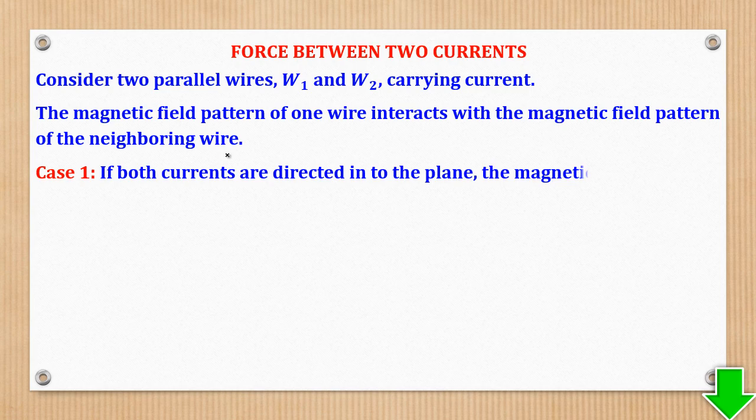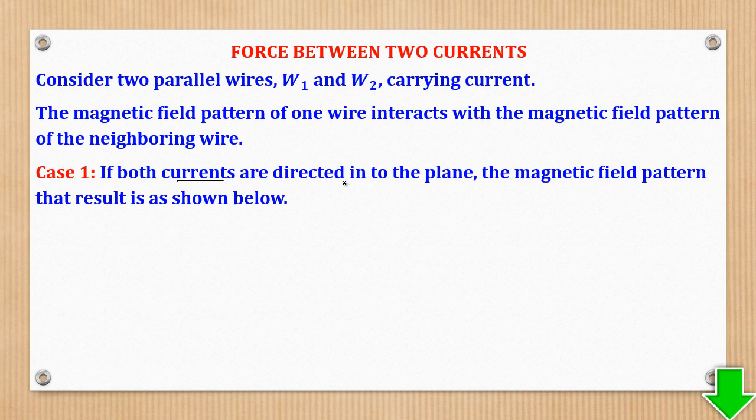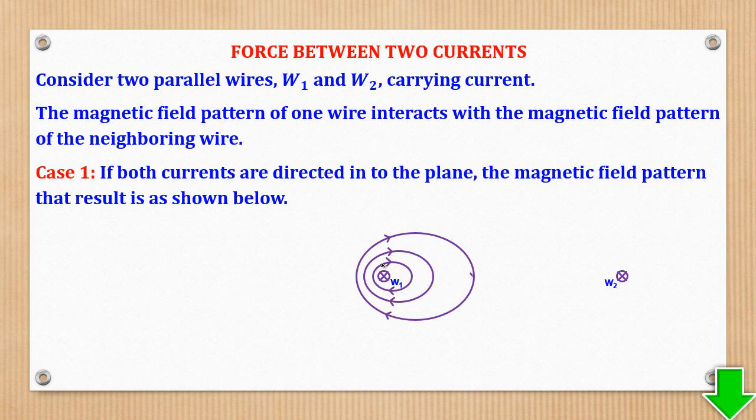So like I said, we are going to look at two cases. Case 1: if both currents are directed into the plane, into the paper, that means they are in the same direction into the paper. The magnetic field pattern that results is as shown below. So we have wire 1 and wire 2. This cross shows that the current is into the paper. I think by now you know it. So the field will be in that form, and the direction of the field is got by the right hand grip rule. The same applies to this field, which is in this form.